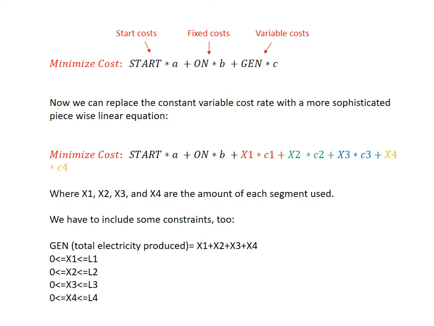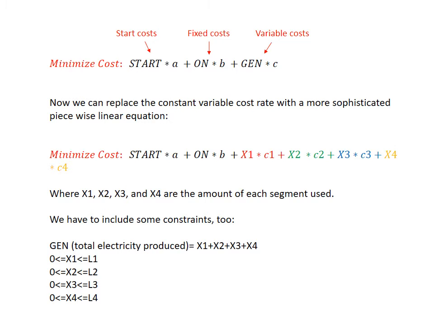So by incorporating the nonlinear aspects of the cost function here, we have to amend the objective function. We're no longer just assuming that we can represent the objective function, and in particular the variable cost of the power plant, using this continuous variable gen times this constant dollar per megawatt hour rate C. We have to replace the C part and the gen part with this piecewise representation of the cost function. So now we have minimizing the cost of start times A plus on times B, and now we have all this other stuff. So we have X1 times C1, X2 times C2, X3 times C3, and X4 times C4. X1, X2, X3, and X4 are the amount of generation produced in each of those individual segments that we formed by breaking up the nonlinear cost curve.